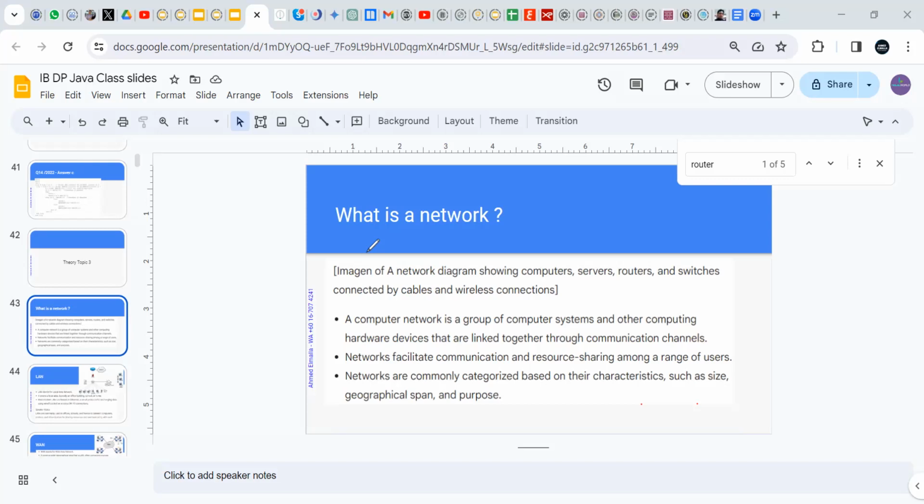In order to effectively transfer data between devices and systems. Imagine, Leo, we have an office of 10 people. If we don't have a network system there, you will find that you have to buy a printer for every employee that you have.